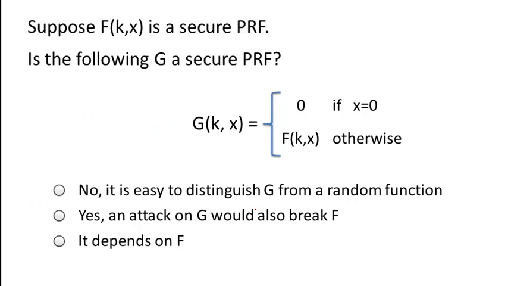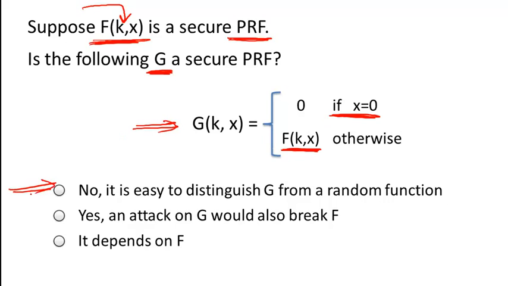Here's a simple puzzle for you. Suppose F from X to Y is a secure PRF. In other words, once the key is fixed at random, the adversary cannot distinguish the resulting function from a random function from X to Y. Now let's build another function G from this function F. The function G works as follows: if x is 0, the function G outputs 0. If x is not 0, it simply outputs whatever F would output. So we change the function F in just this one point, x equals 0. My question to you is, is this function G a secure PRF?